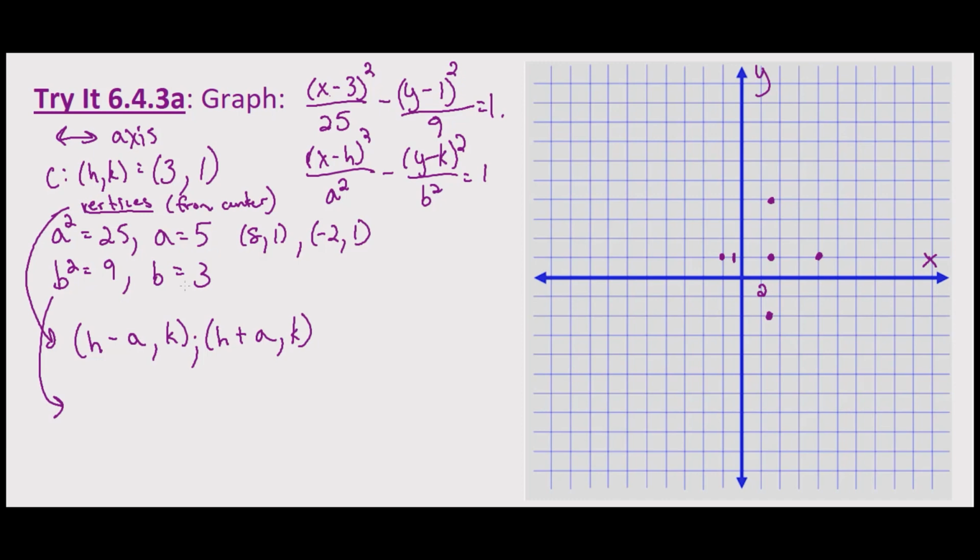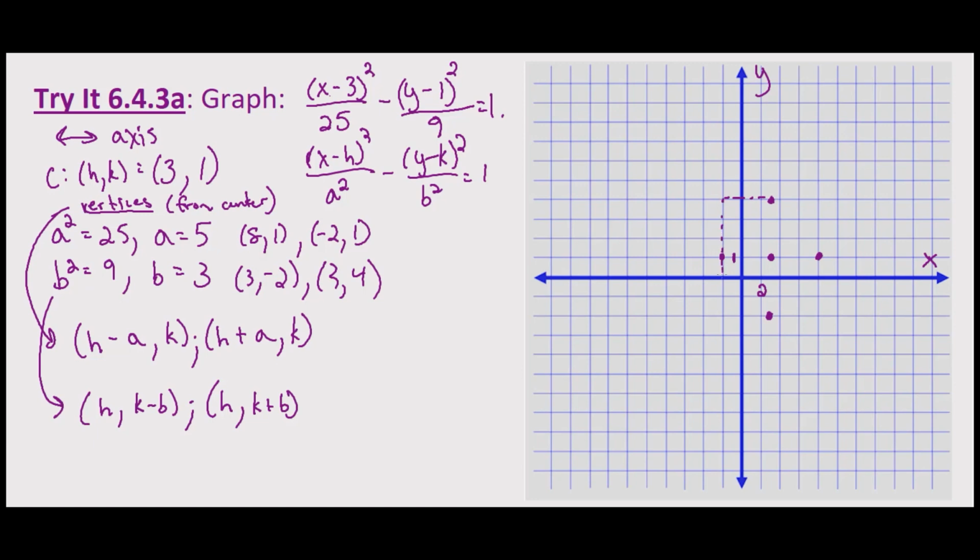And for b squared, that's going to put us at (h, k minus b) and (h, k plus b), which in this case b is 3. So our h is just going to be the same each time, 3. And then 1 minus 3 is negative 2, and (3, 1 plus 3) is 4. So now we draw in our box.